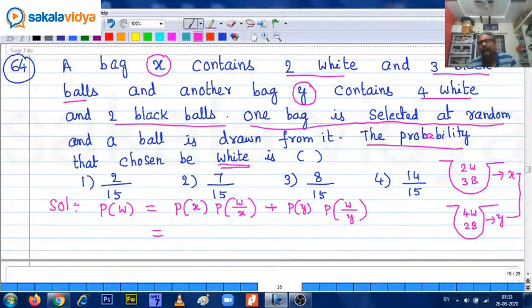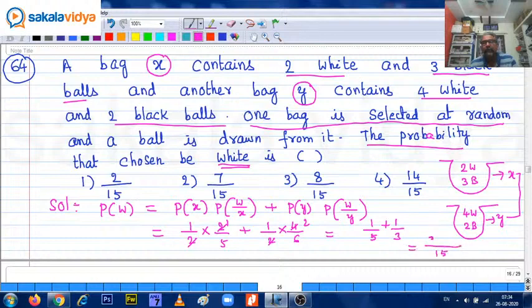So probability of X means actually here there are two chances, X, Y. Out of X, Y, X can be selected one way out of two, 1/2. And probability of selecting a white ball from bag number 1 is 2 chances out of 5, 2 upon 5. So plus probability of selecting Y bag is 1/2, and white balls, how many white balls are there, 4 upon total 6. So 2 gets cancelled. We have 1 upon 5 plus 1 upon 3. So 15 is the LCM, 3 plus 5, 8/15. Third option is the right option. Right.